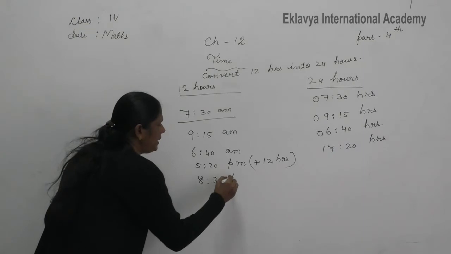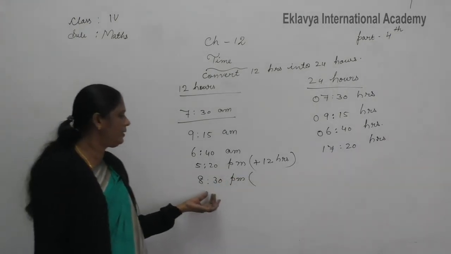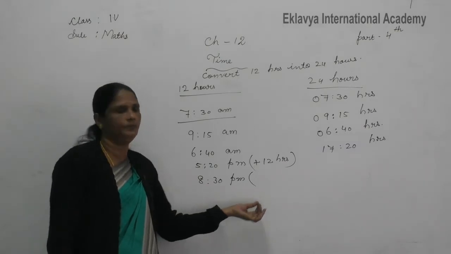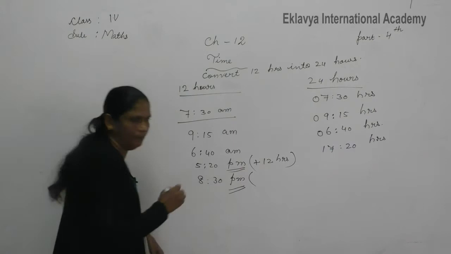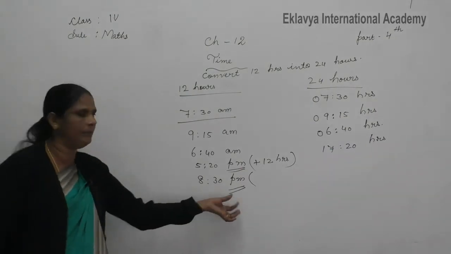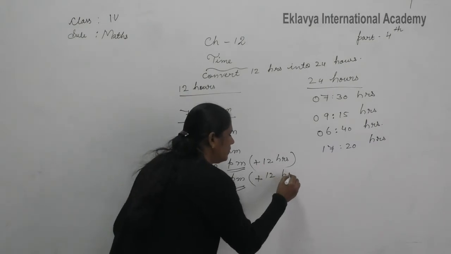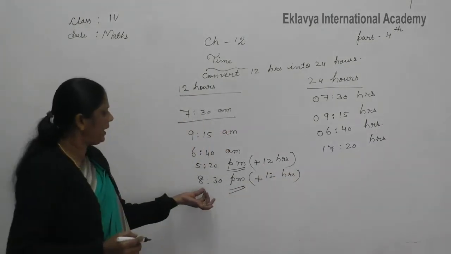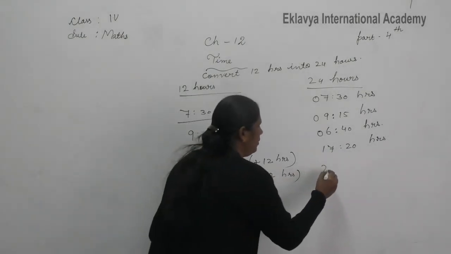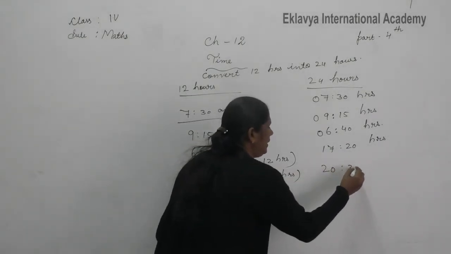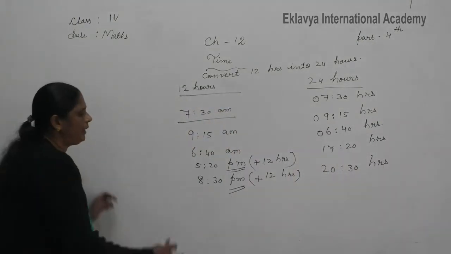Then 8:30 PM. How to write? Which word comes here? PM comes. Then you add 12 hours. 8 plus 12 is 20, then 30, then hours: 20:30 hours. Understand?